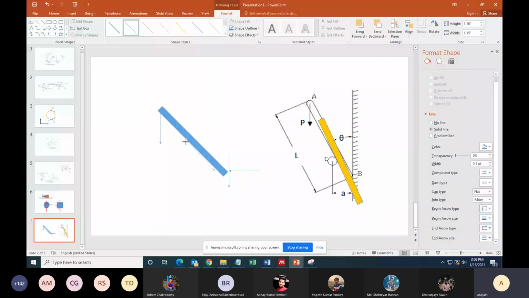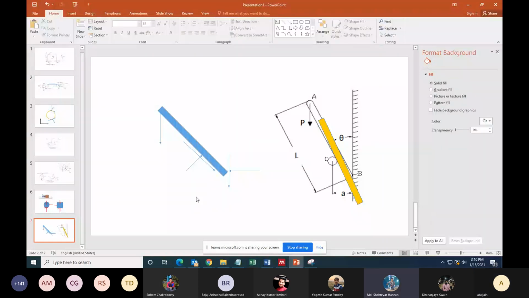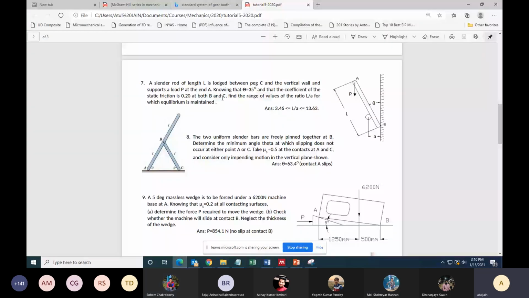This is mu C into N, mu into NC. Correct? Or should there be something else? So weight of rod, sir? Is it given? Slender rod. Nothing is given, so we will assume it to be massless. The word massless is not written, but unless it is written, we assume it to be massless.